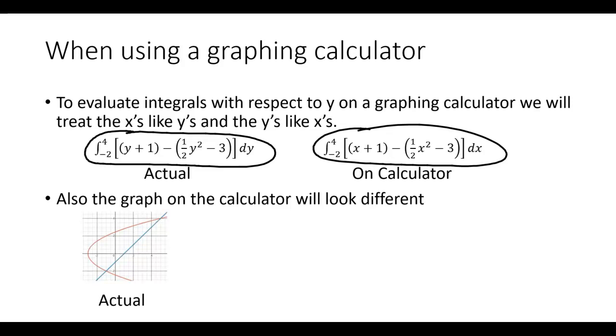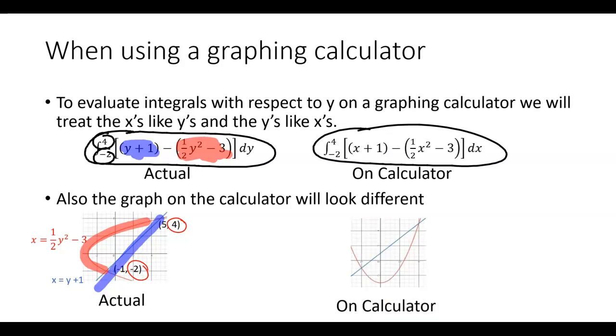So like the graph of these two functions here, the y plus 1, that's the straight line here, and the 1/2 y squared minus 3, that's this guy. So there's our right minus left. And they cross at these 2 points here, -2 and 4. Notice that those are y values, right? As they should be. But whenever you graph this on a graphing calculator, you're going to be graphing them as x functions, not as y functions. So it looks like that.